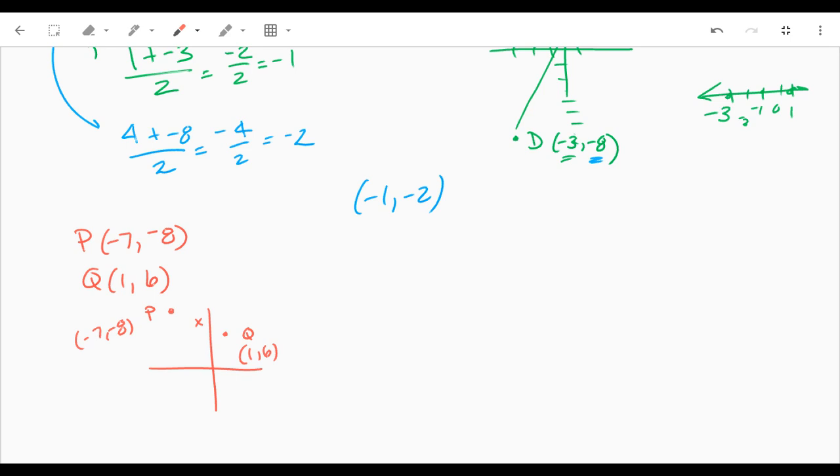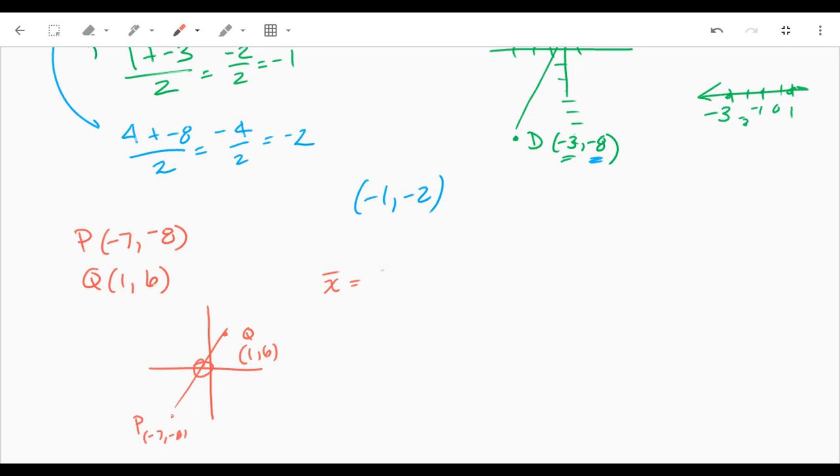Oh, and never mind, because I drew it wrong. P is negative 7, negative 8. Okay, so it still kind of helps you eyeball right around where it should be. So the average of the x's, the line over it means average. Sorry, I'm getting my statistics stuff in here now too.